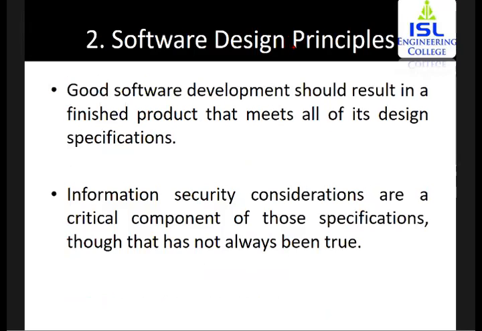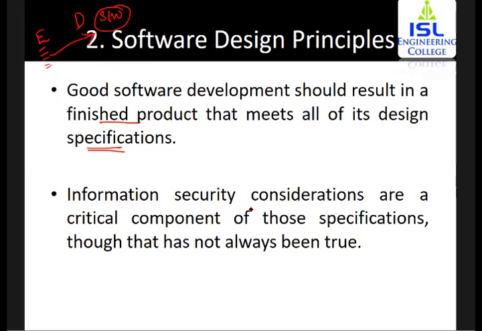The next topic is software design principles. Good software development should result in a finished product that meets all of the design specifications. Within software engineering, we have studied that whenever software is developed, you have the end user and the developer. Whichever software the developer builds should have all the features stated by the end user. Then it is called good software.